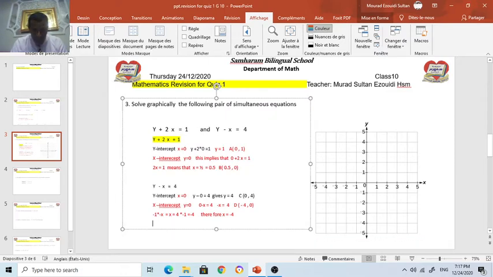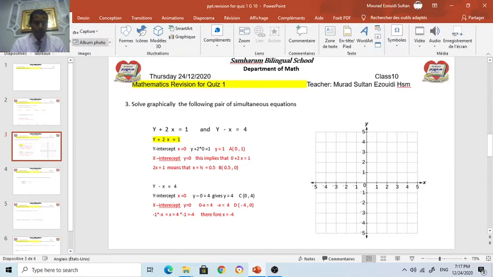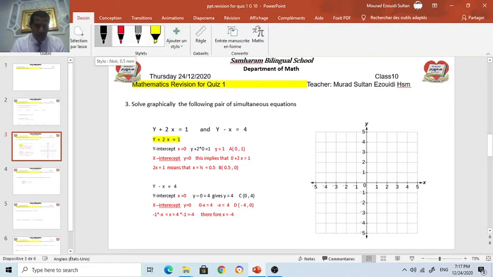So let's start from this one. A of coordinates 0, 1. I will move to insertion, then image. Okay, here, my learners, look here: when x equals 0, y equals 1. This is the first point. I will label it as A.